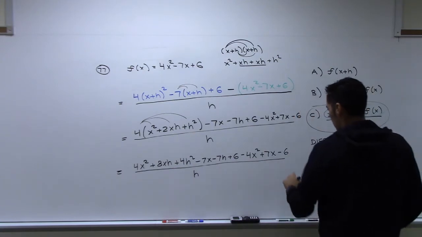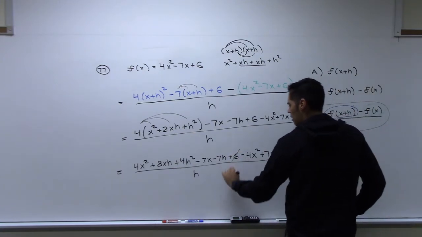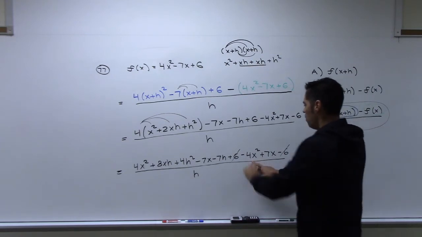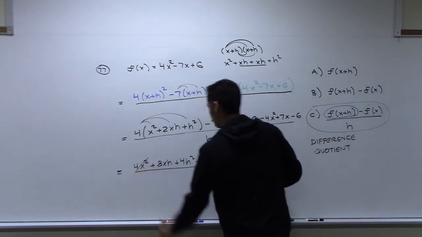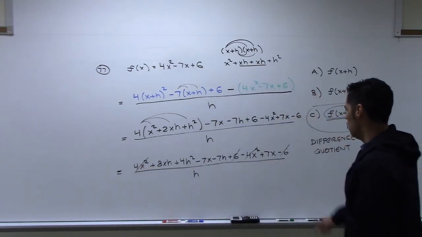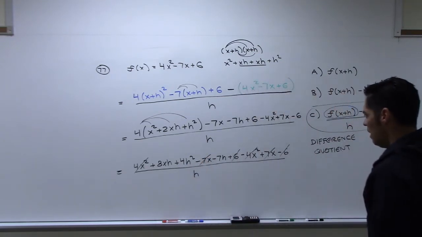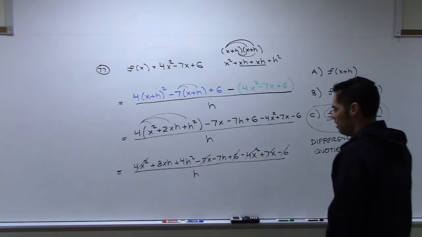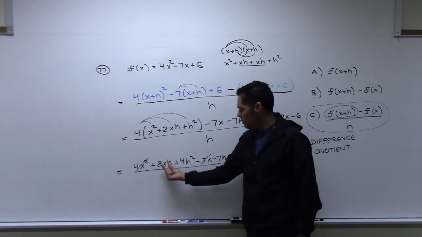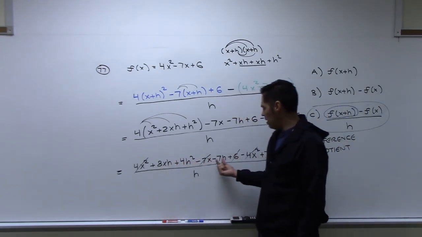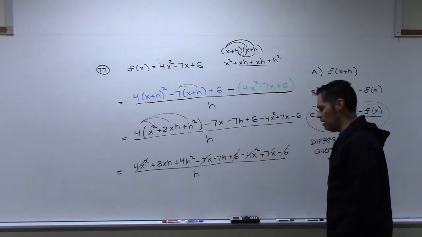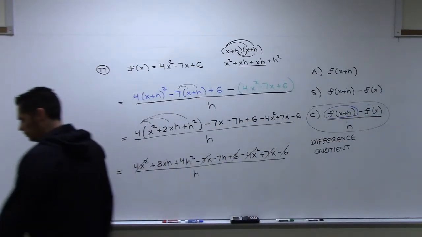And now things should start to cancel out here. Let's see, we've got 6's are gone, negative 4x squared and positive 4x squared, 7x and negative 7x. And that's it. Nothing else is like term. But notice that everything that's left, which is this, this, and this, those all have an h in them, which is good.